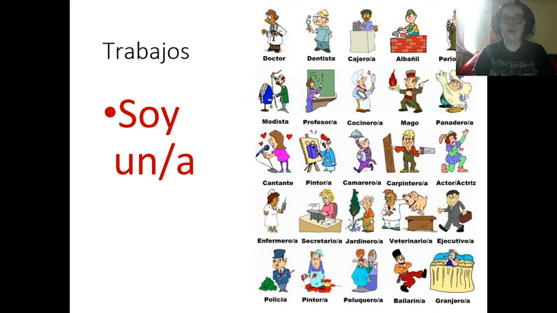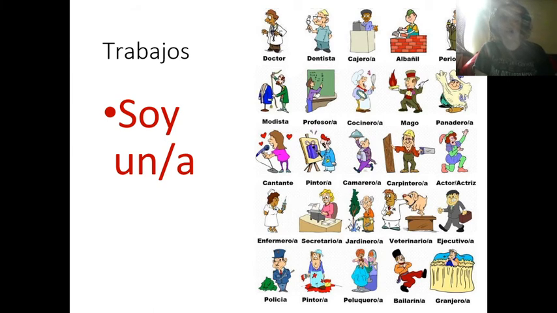But we have got some other occupations here as well. So dentista, cajero, just like a cashier, albañil, builder, periodista, which is a journalist. And just so you know, you might have heard this before, periódicos is the word that the Spanish would use for newspaper. Modista, I think that's a tailor. If I'm honest, some of these pictures are a little bit deceiving, I'm not really sure.